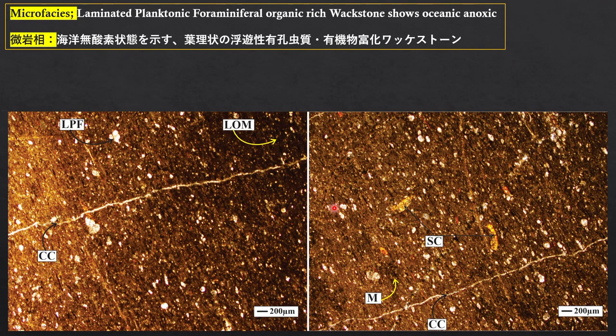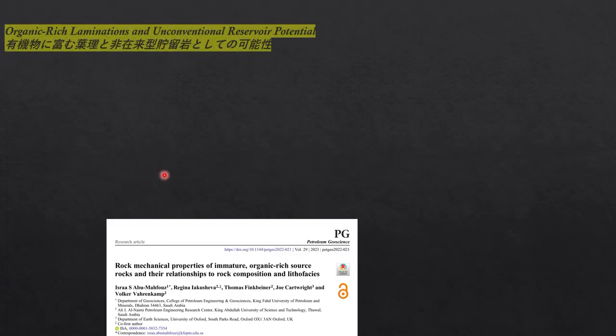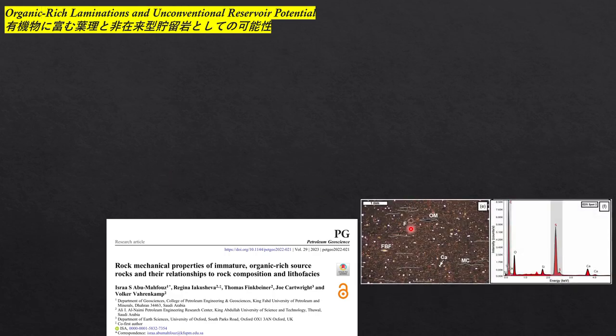So another microfacies which you can see is the laminated planktonic foraminifera, which shows the anoxic environment, oceanic anoxia. As we discussed, it's the layer of planktonic foraminifera, so they show the outer shelf, outer rim kind of setting. For the organic-rich lamination, I took some paper showing how they show the organic lamination.